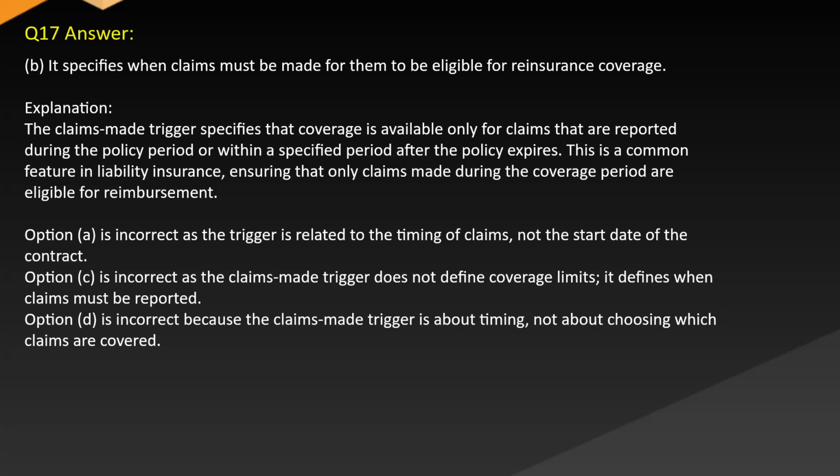Option A is incorrect, as the trigger is related to the timing of claims, not the start date of the contract. Option C is incorrect, as the claims made trigger does not define coverage limits. It defines when claims must be reported. Option D is incorrect because the claims made trigger is about timing, not about choosing which claims are covered.